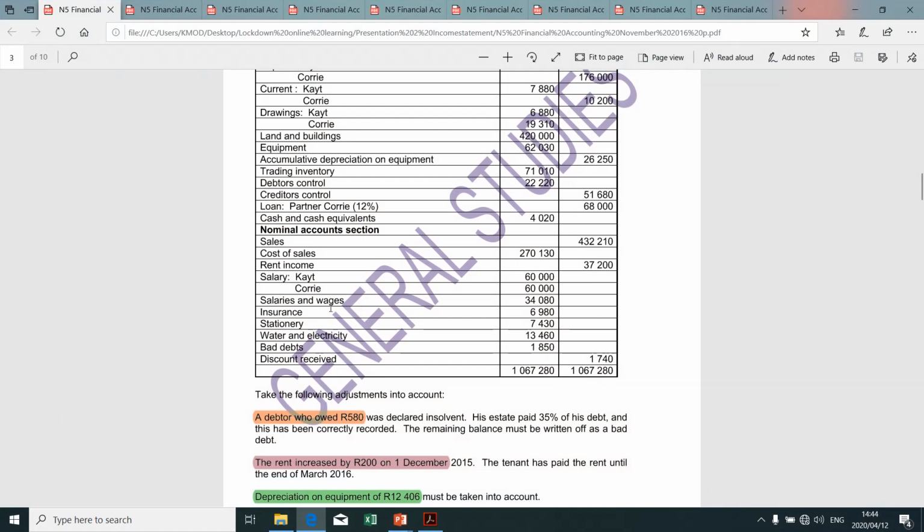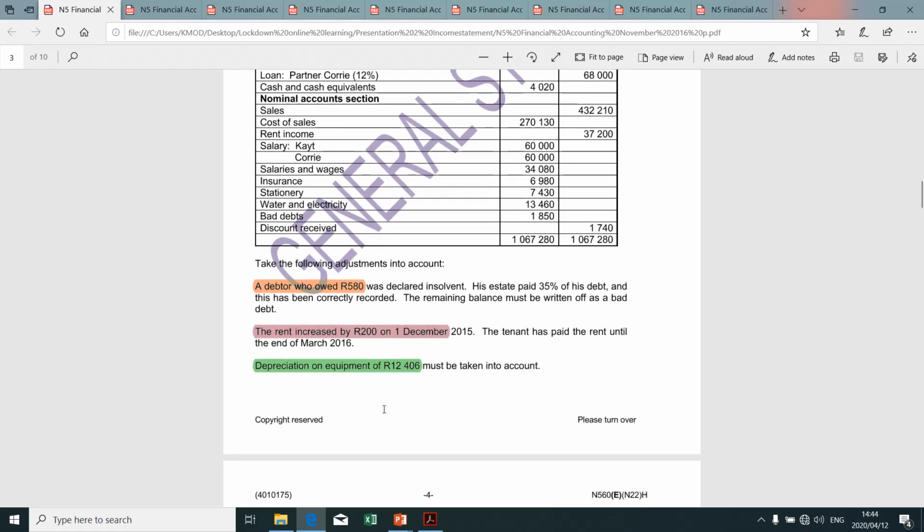As per the pre-adjusted trial balance, you are given the rent income of 37,200. If you look under the adjustments, wording highlighted in brown related to the adjustment that we need to take into account in calculating the final amount that resides in the income statement. I quickly want to read the information. It says the rent increased by 200 on 1 December 2015.